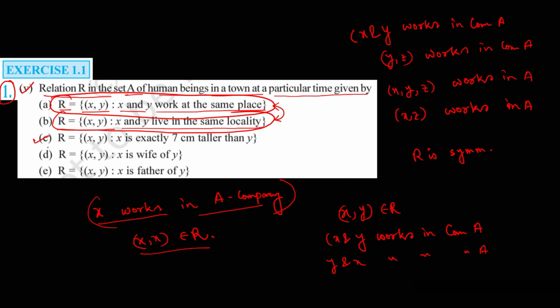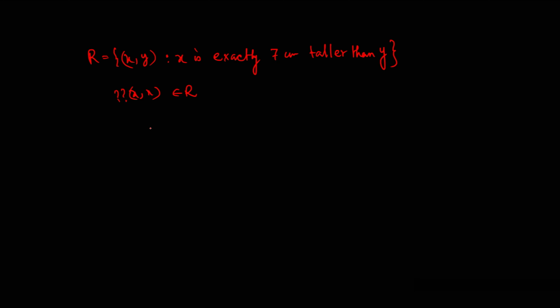Okay, now question C. R = (x, y) such that x is exactly 7 centimeter taller than y. So if we take (x, x) belongs to R, I have to check. x is not taller than x, because how can x be taller than itself? So (x, x) does not belong to R for all x. So this relation is not reflexive.